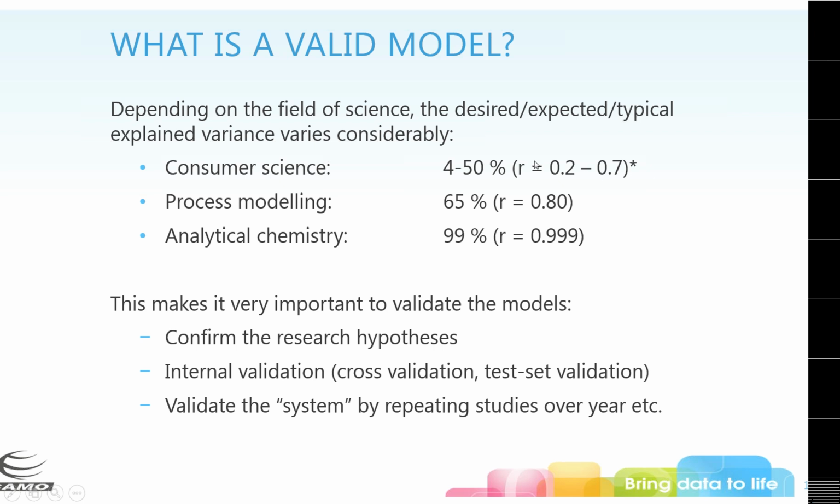They're much more flexible in what they consider a good model. Process modeling, like we were just doing, 65%, so your R of about 80, so anything over 65% is actually pretty good. Analytical chemistry, you're looking at 99% or more. Okay?